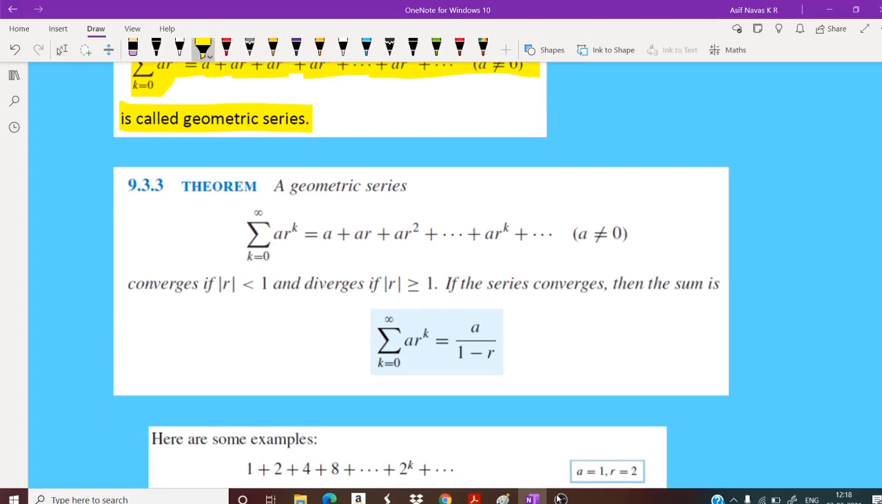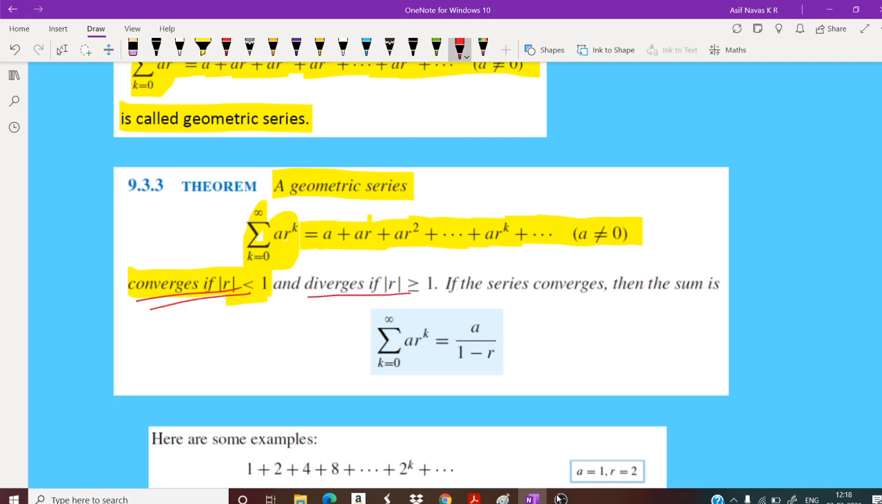Now we know that a geometric series sigma k equal to 0 to infinity a r raised to k is equal to a plus ar plus ar square plus etc., a r raised to k plus etc. This converges when modulus of r is less than 1 and diverges if modulus of r is greater than or equal to 1.